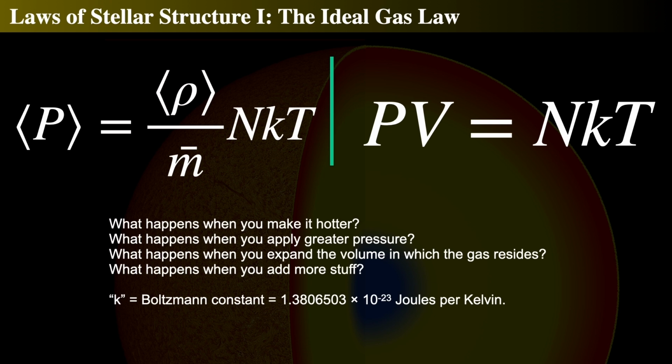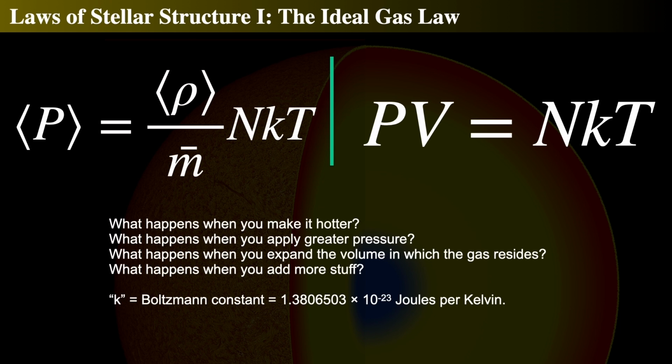Now, on the right-hand side version, we have the pressure again, and V is the volume of a packet of gas, and that's simply equal to the total number of particles in that gas times kT, which is basically the energy of each particle. So the pressure times the volume of a particular packet of gas depends on how many particles are in it, and their temperature. That is what the ideal gas law really says.